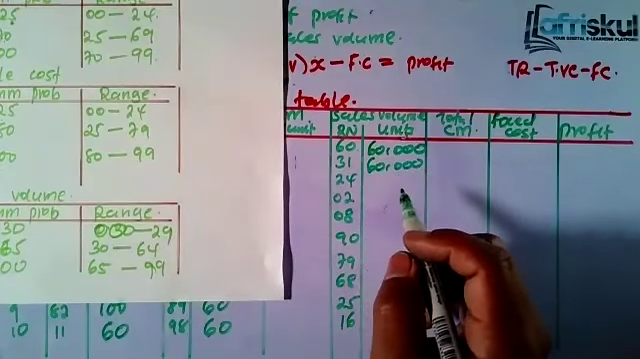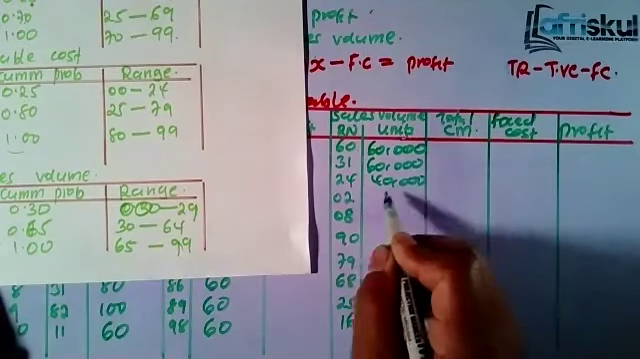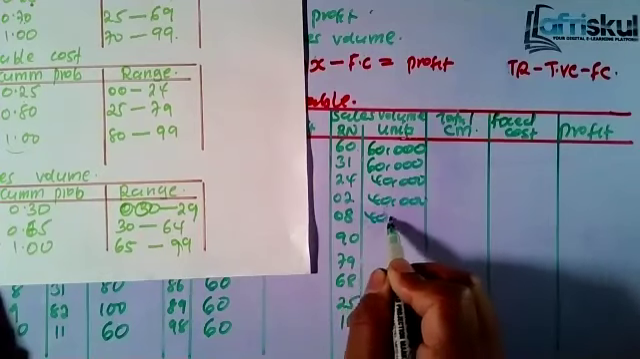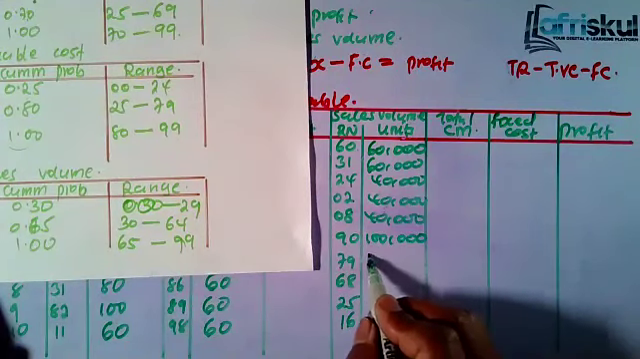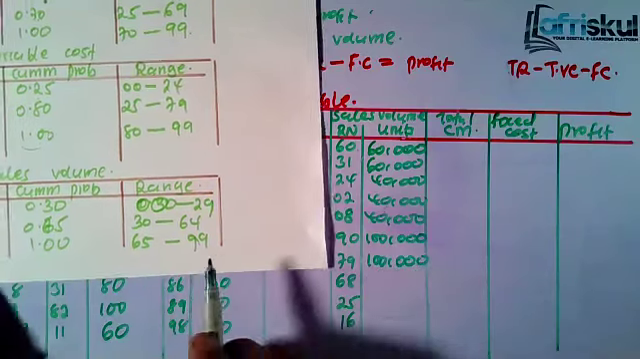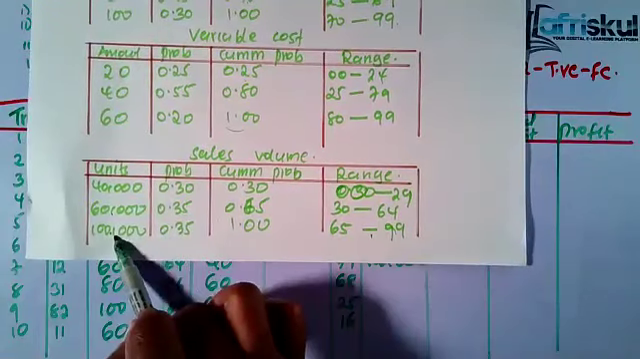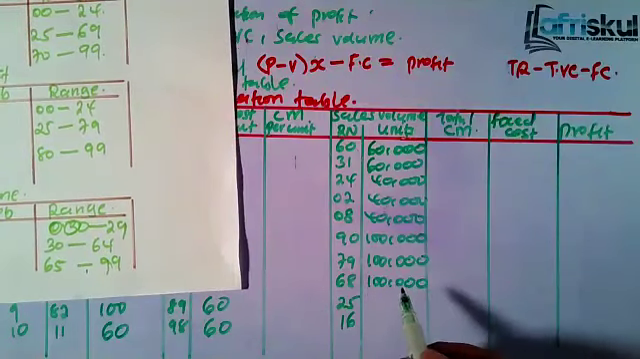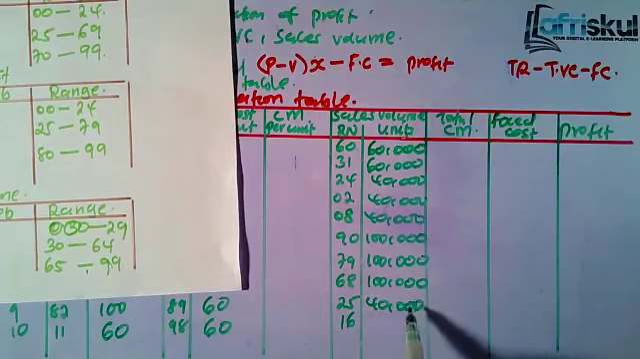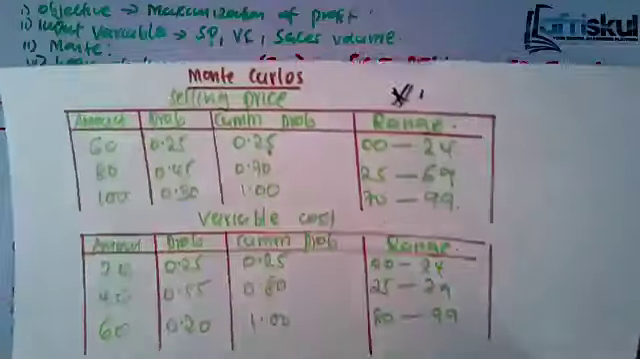24 is in between here, so it will be 40,000. That one is 40,000. 90 is 100,000. 79 is 100,000. 68 is here, meaning it's still 100,000 units. 25 is in the 40 range, also 16 is under 40. So that was the work of the Monte Carlo there. Its work is now finished.